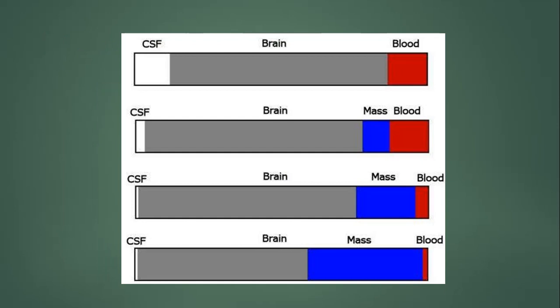Here we can see in the upper bar the normal components of the intracranial cavity: brain, blood, and CSF. If a mass, the fourth component, comes, the CSF shifts out first, and then in the next step blood will go out, and in the last, there will be cerebral herniation.